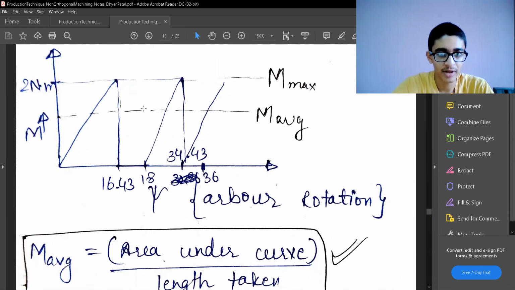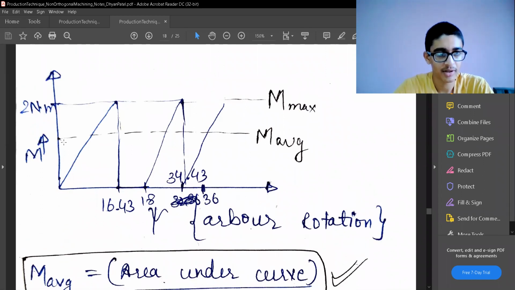So this is how the torque diagram will be. This is the torque diagram or the moment diagram with arbor angle or arbor rotation. It is going to increase from 0 to maximum, come back to 0, and it will be idle for some time. How is this idle? Because the included angle was only 16.43 degrees, and my next tooth is coming after 18 degrees.